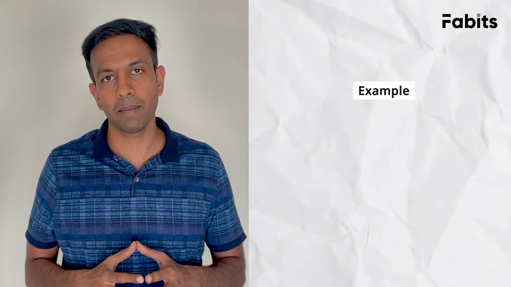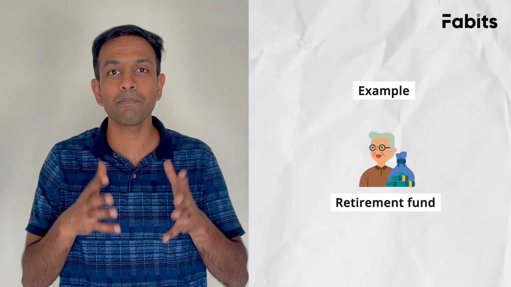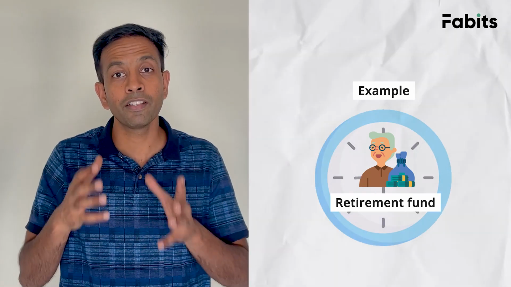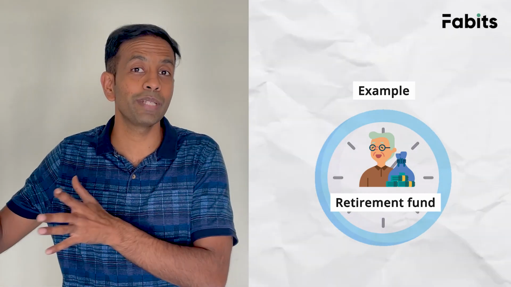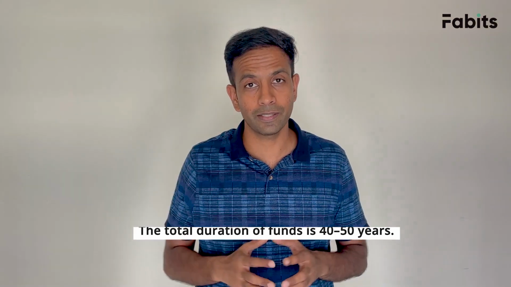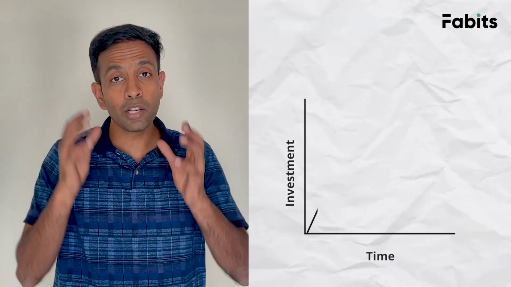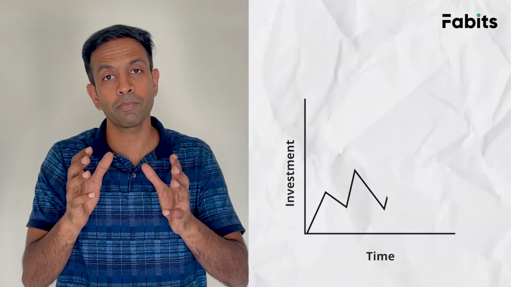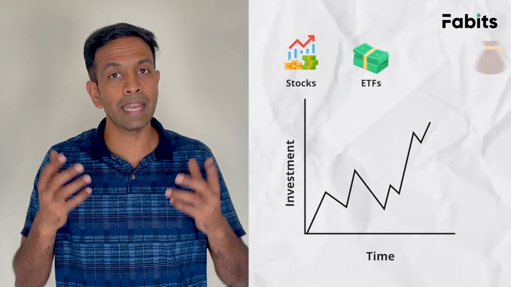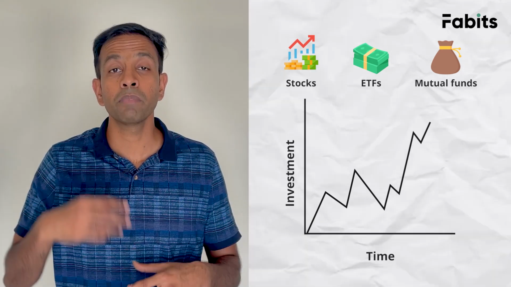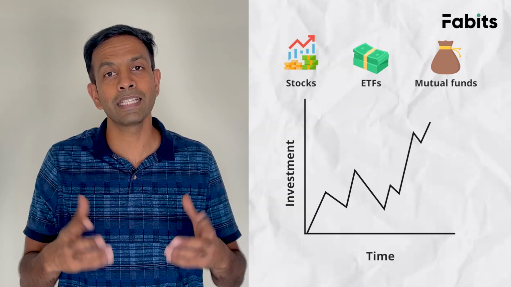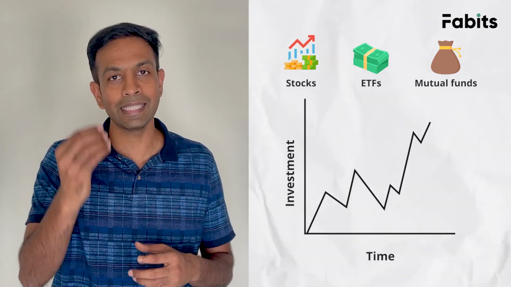Let me give you a few examples. If you were to plan for a retirement fund, you would contribute for about 15-20 years. Post your retirement, the fund has to last for another 20-25 years. So the total duration of the fund is close to 40 to 50 years. Given this timeline, you can allocate a greater percentage of your investments towards more volatile assets such as stocks, ETFs, and mutual funds. These assets give you greater returns over a long period of time, and time itself mitigates the volatility associated with these asset classes.